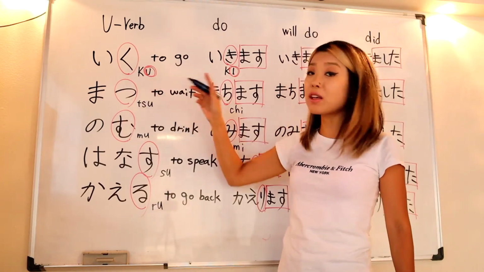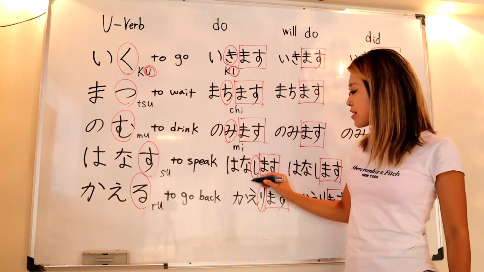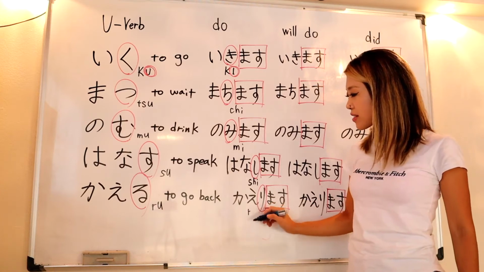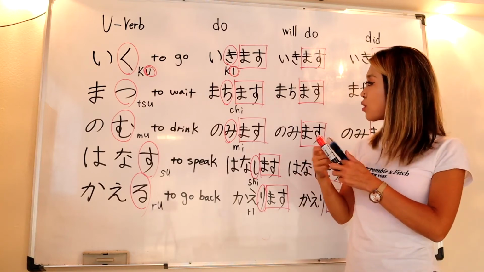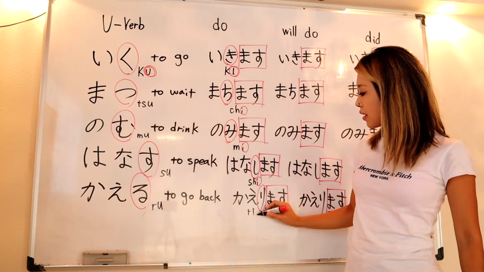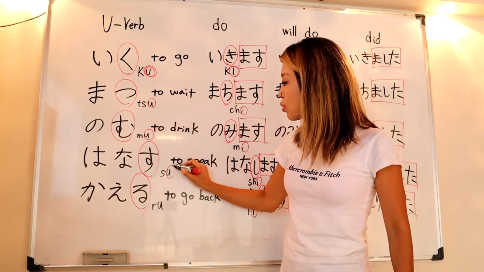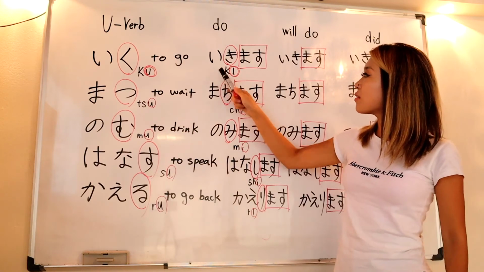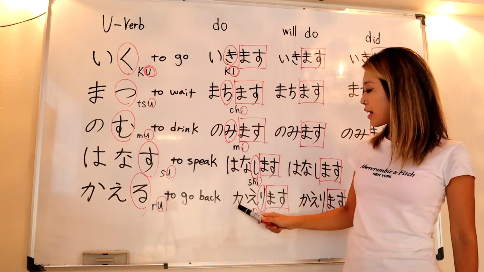Consonants, T or K, you don't change, okay? If you change it, you will mess up. Shi, S is the same. Su, tu, shi. Ri, R is the same. R, ru, ru, tu, ri, okay? So just change the vowel: i, i, i, and this was u, u, u. Okay, so now you can make iki, machi, nomi, hanashi, and kaeri.